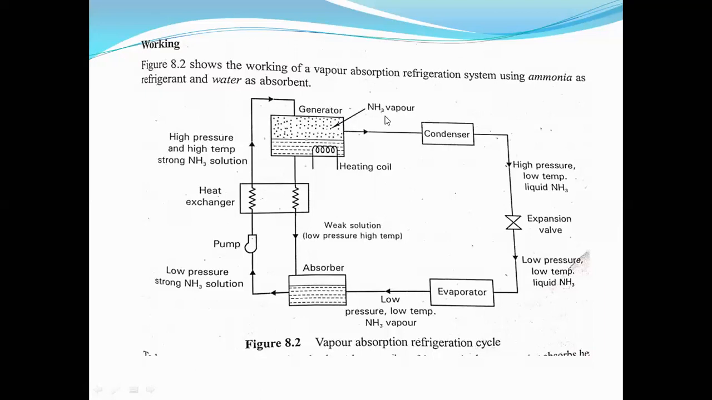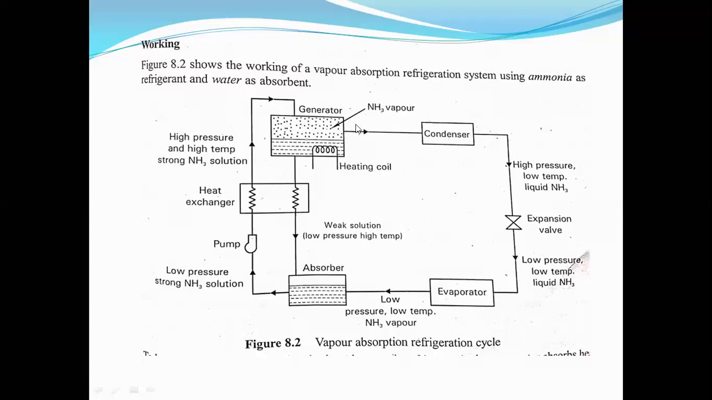Okay, now there is no change in the temperature and pressure, because we'll get high temperature and high pressure ammonia vapor. We are not calling it a solution, this is vapor. And in this circuit we are calling it solution, here also solution, and here we are calling it just vapor. And there is no change in pressure and temperature.